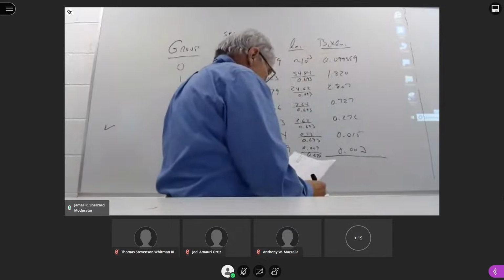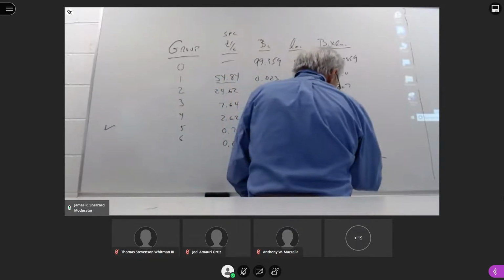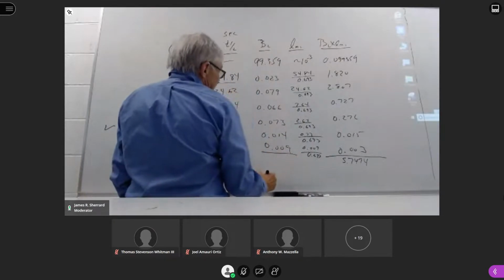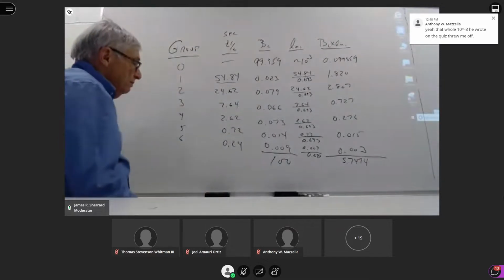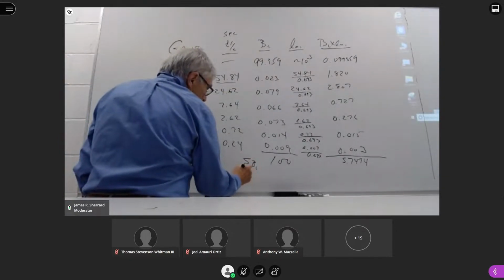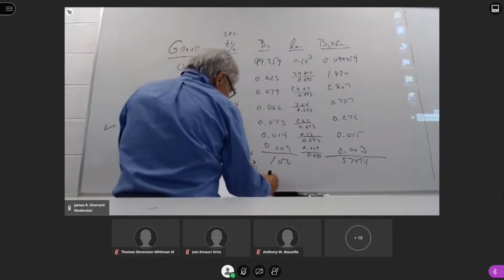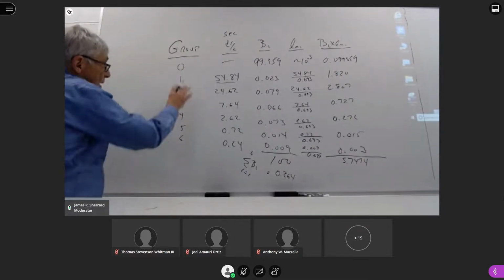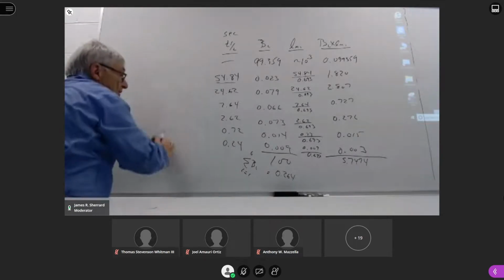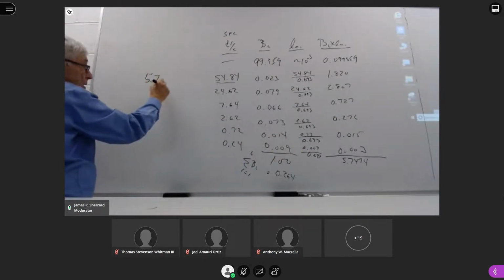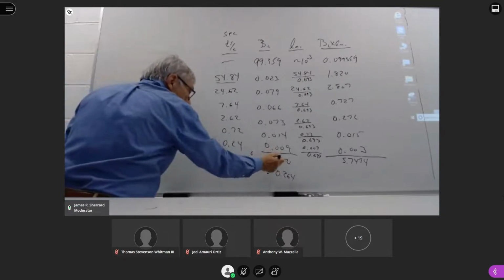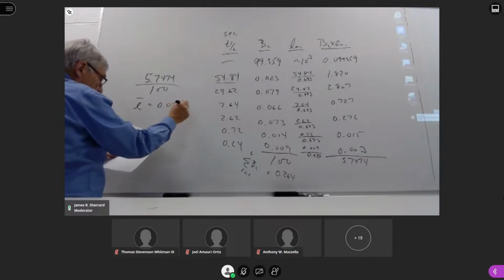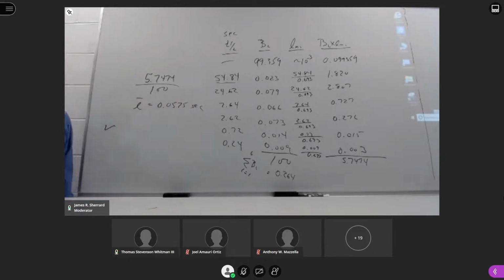And then I added all of these up, and I came up with 5.7474. The sum of all these B's is going to be 100, because you know it has to total up to 100. The actual sum, if we look at just the delay group, which is 1 to 6, that value was 0.264. So I'm going to erase this. If we take this total divided by the total number, that is L bar, and that value was 0.0575 seconds. So you can see that's rather quick.